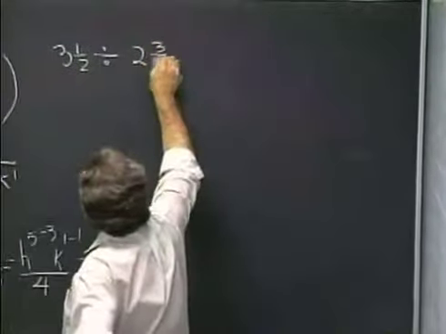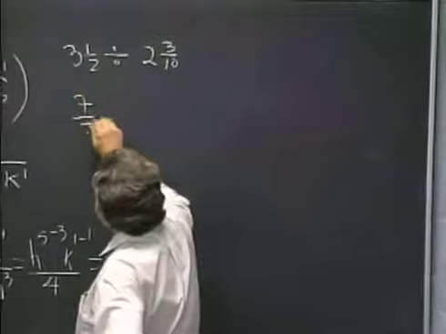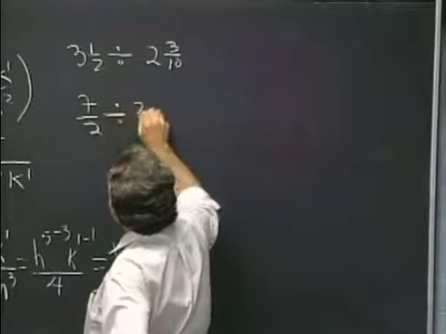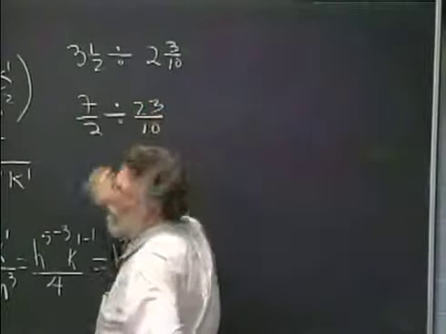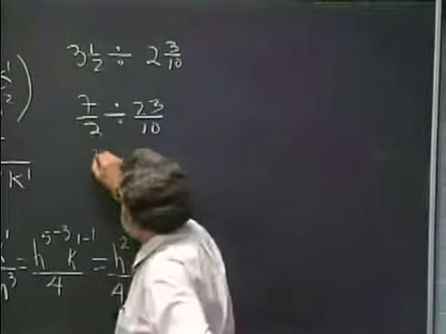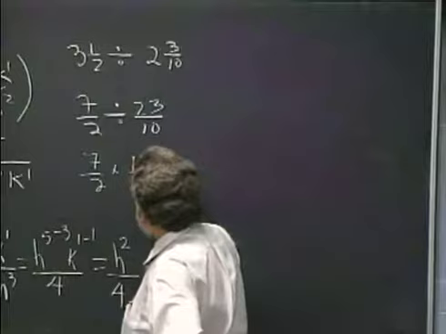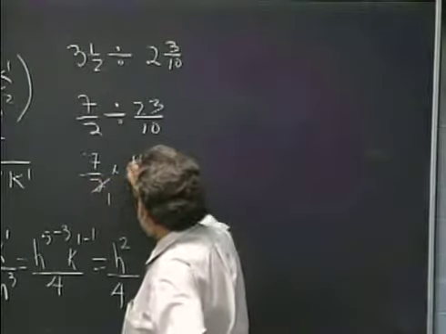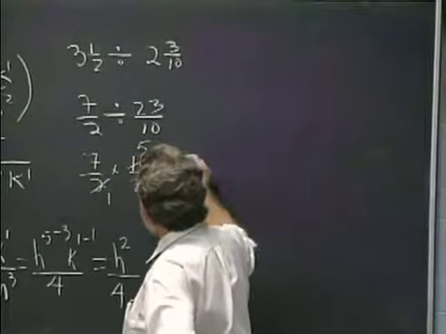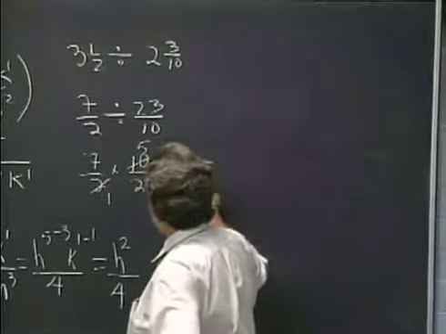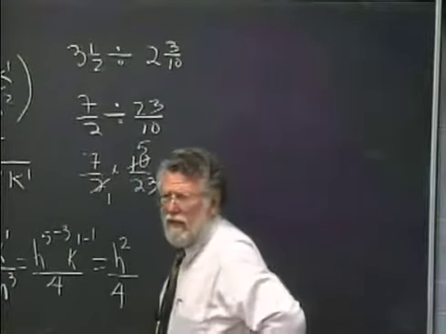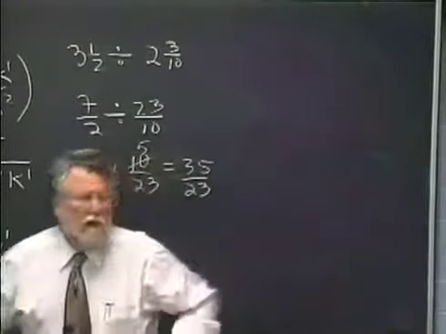Okay, and this is the one I mentioned. This comes out of what we'd done earlier. You rewrite it first, and then you invert and multiply. And the only thing that's going to reduce is that, so you get 35 over 23. You have an option at that point of doing what?